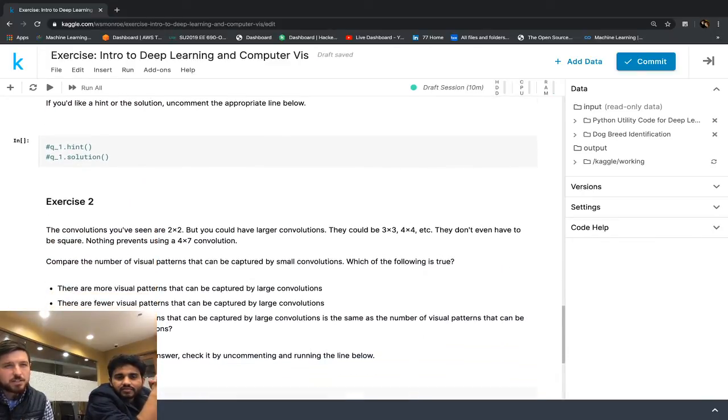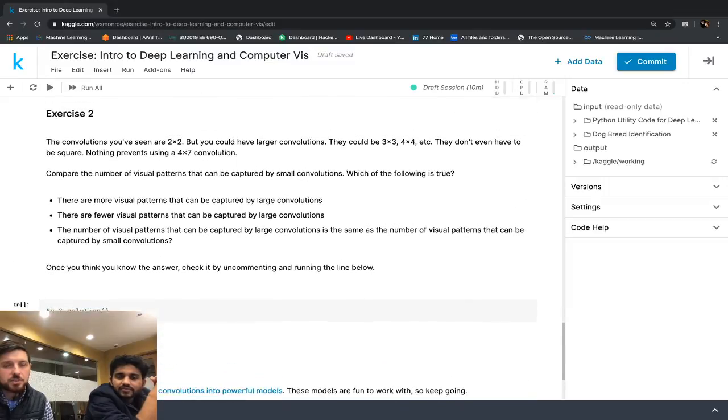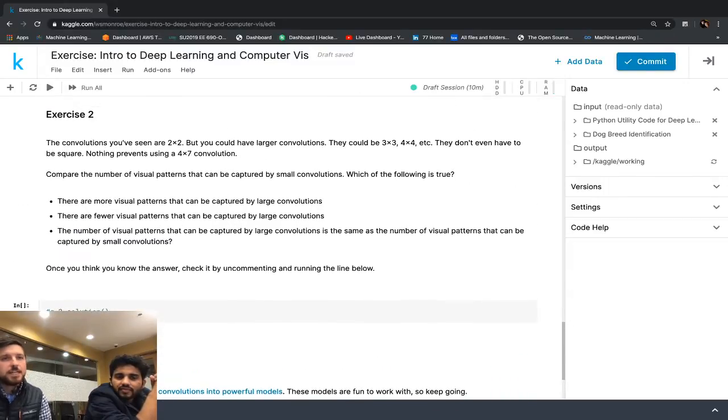All right. So I think this is just a question, and then I think we're done for the day. The convolutions we've seen are 2x2, but they could be larger, 3x3, 4x4. They could be non-square. Compare the number of visual patterns that can be captured by small convolutions. Which of the following is true? There are more visual patterns that can be captured by large convolutions. Fewer visual patterns can be captured by large convolutions. The number of visual patterns captured by large convolutions is the same.